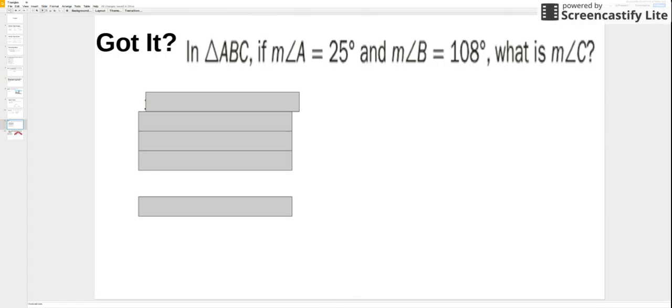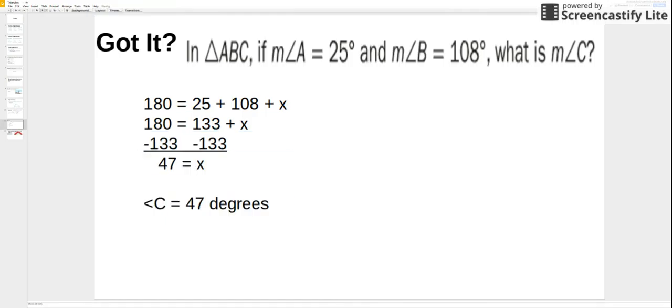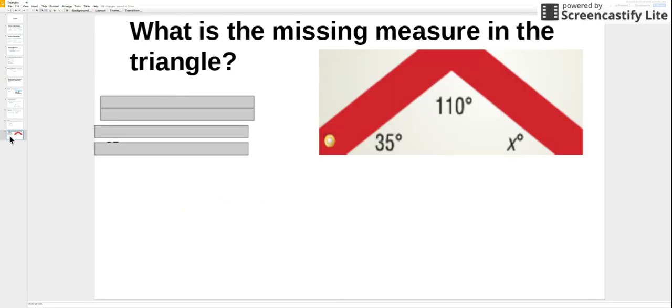Let's try it again. In triangle ABC, if the measurement of angle A is 25 degrees, the measurement of angle B is 108 degrees, what is the measurement of angle C? 180 is equal to 25 plus 108 plus x. So add 25 plus 108 first to get 133 plus x. Subtract 133 on both sides, and you get 47 is equal to x. So angle C would be equal to 47 degrees.